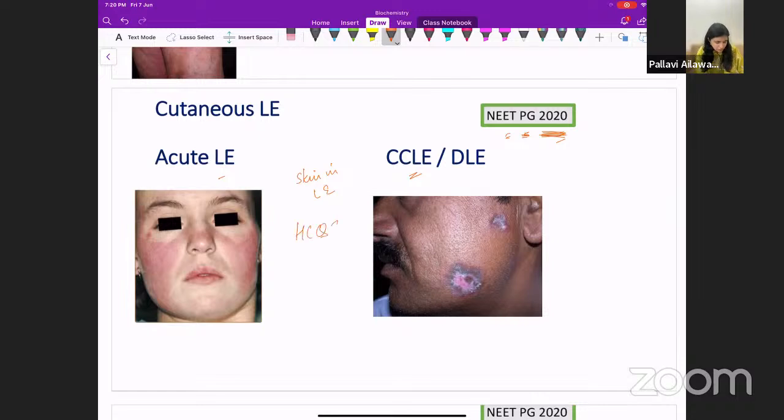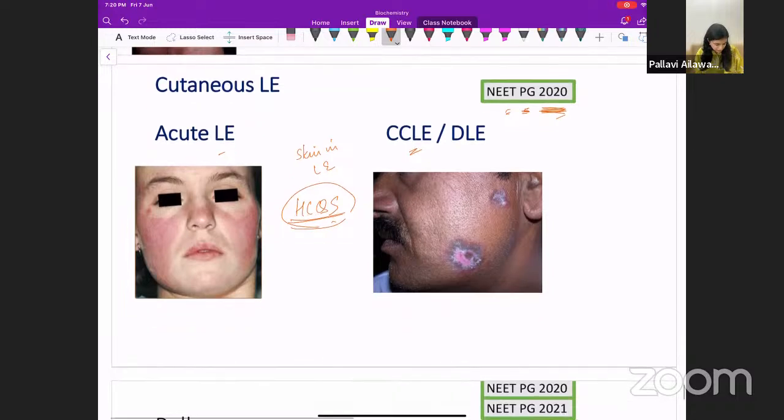Please remember, hydroxychloroquine is a drug that is used in all photosensitivity disorders, whether it is SLE, chronic cutaneous LE, dermatomyositis, then even porphyria cutanea tarda. The drug that we use is hydroxychloroquine. This acts as a systemic anti-inflammatory drug, a systemic sunscreen. So basically, you remember it for all disorders with photosensitivity.